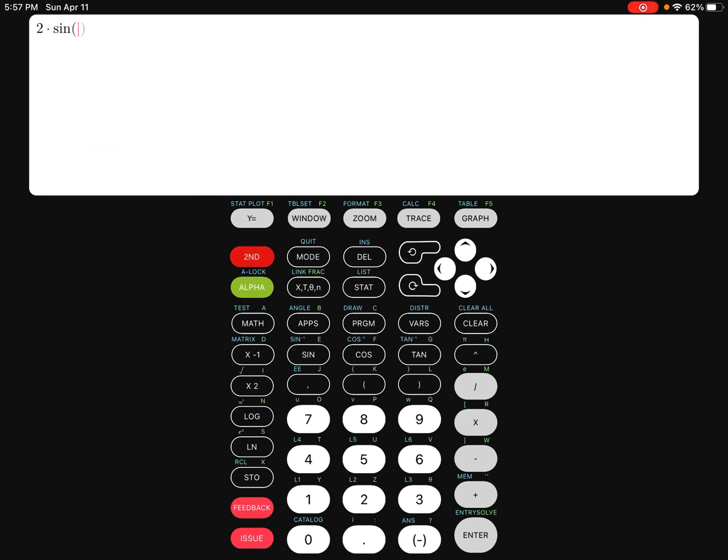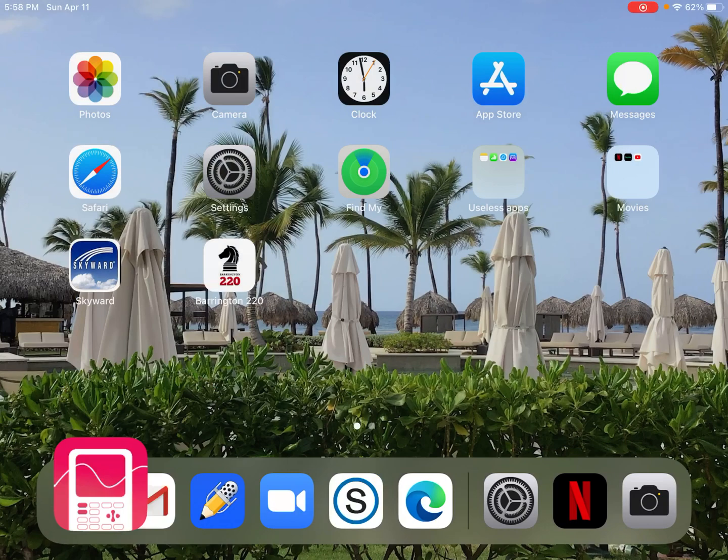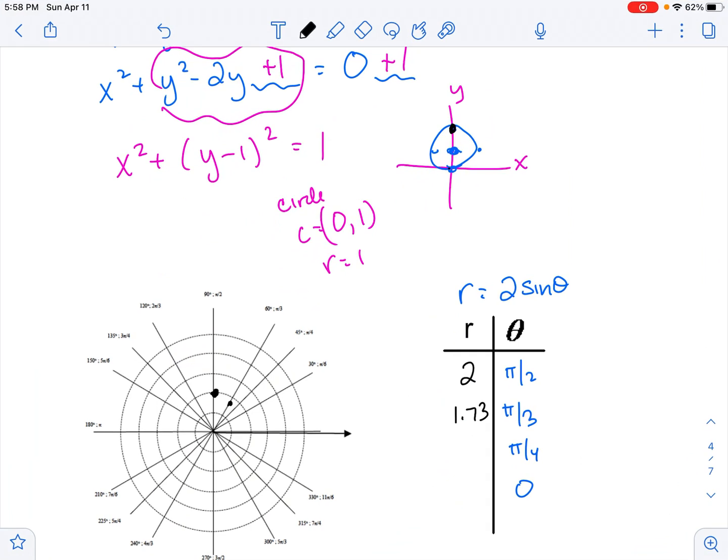2 times sine of pi over 4, hit enter, that gives me 1.41, or approximately 1.4. So I'm going to rotate to pi over 4 and go out 1.4. Okay, if I plug in 0, that gives me 0. So there's 0, 0.